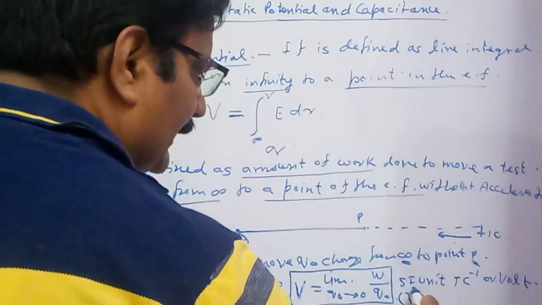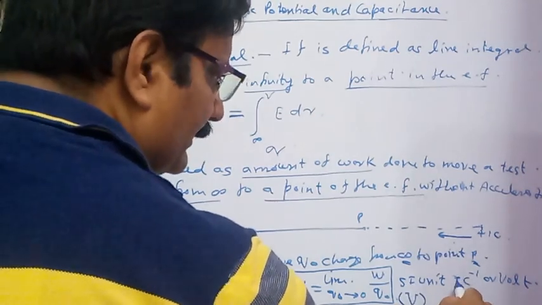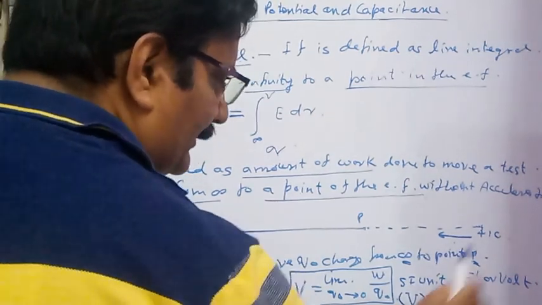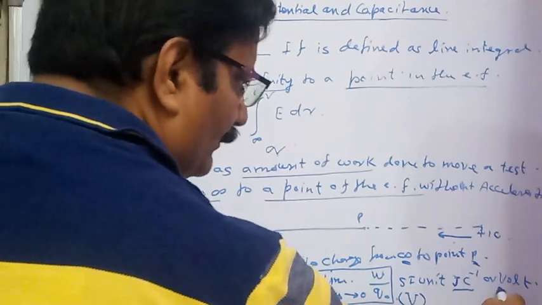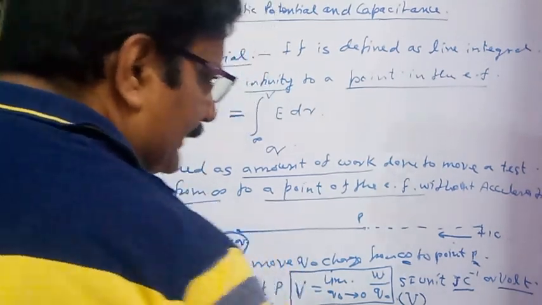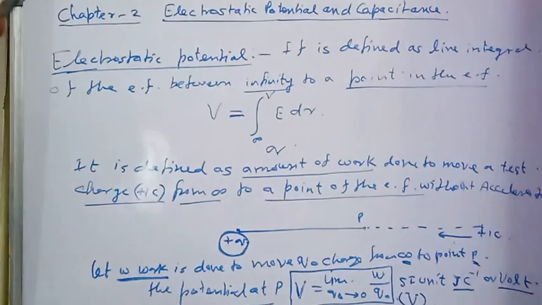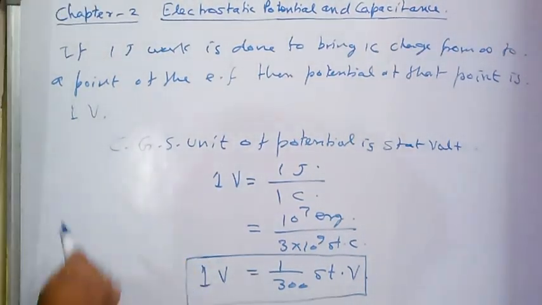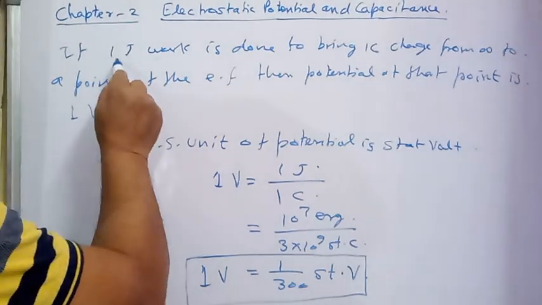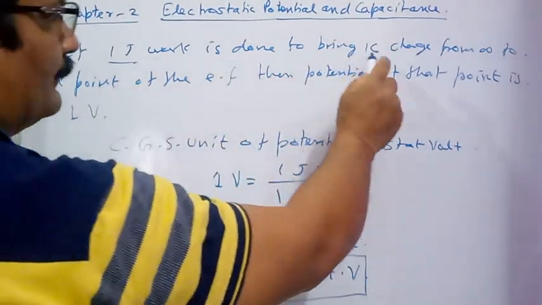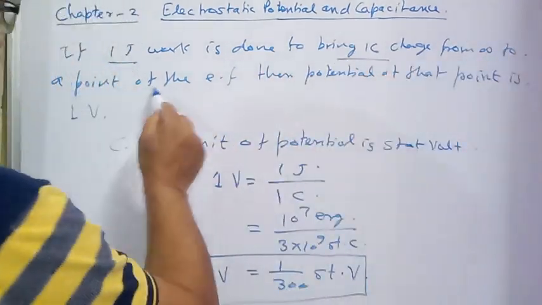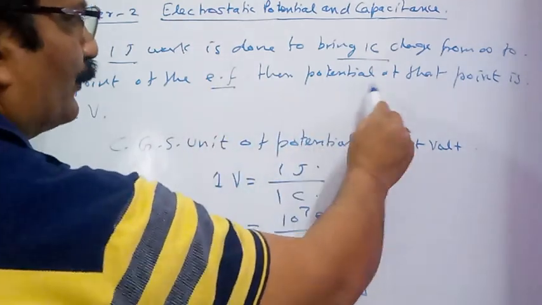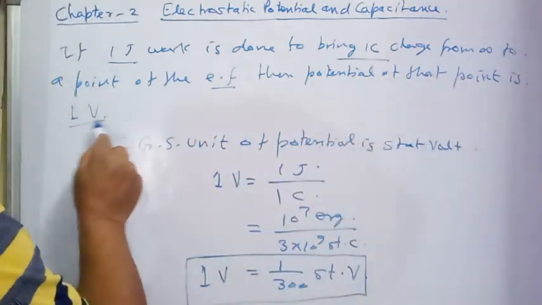So the SI unit of the electrostatic potential is joule coulomb inverse, or this is also called volt. So volt is the SI unit of electrostatic potential. How can you define 1 volt potential at a point of the electric field? If 1 joule of work is done to move 1 coulomb charge from infinity to a point of the electric field, then potential at that point is said to be 1 volt.